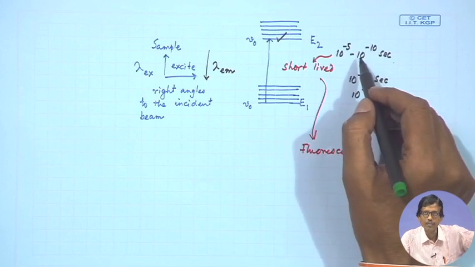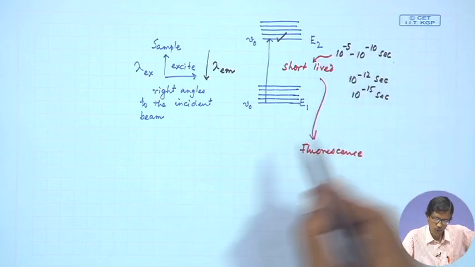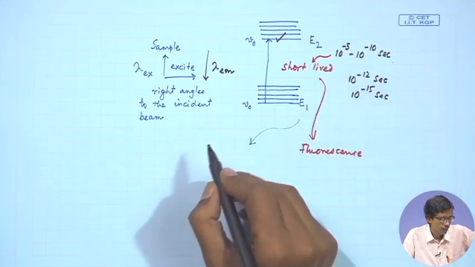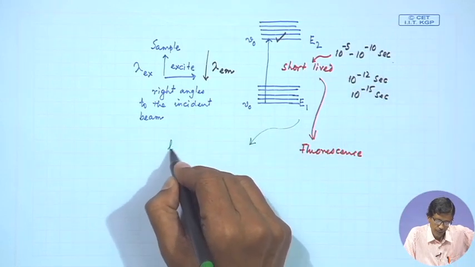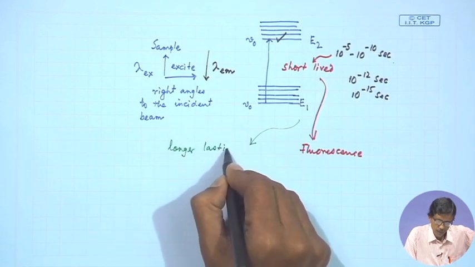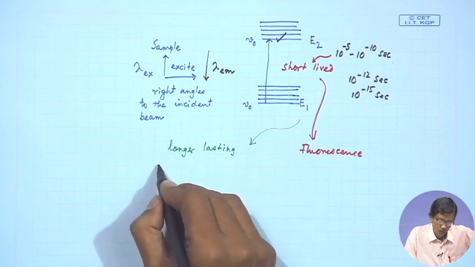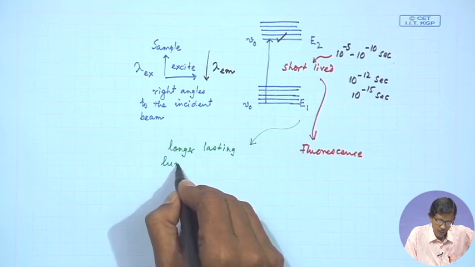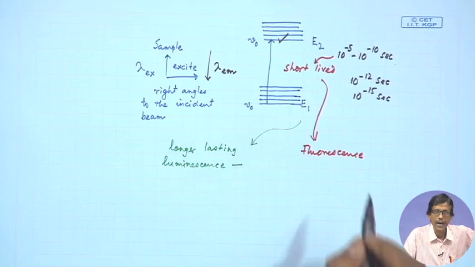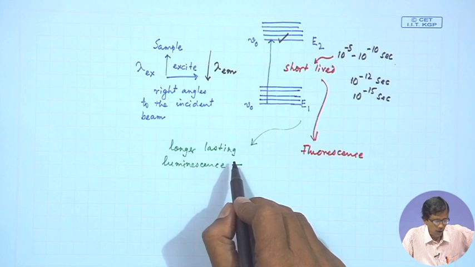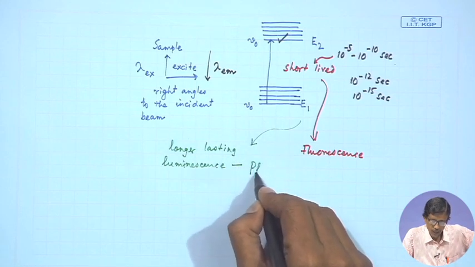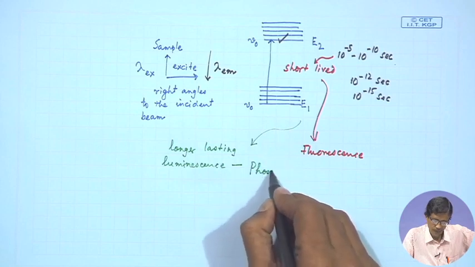But if the lifetime is longer than this particular process, we consider that as a longer lifetime, so we will consider this as the longer lasting process. So, longer lasting luminescence also. So, what is that? When we go for this longer lasting luminescence, we consider it as phosphorescence.